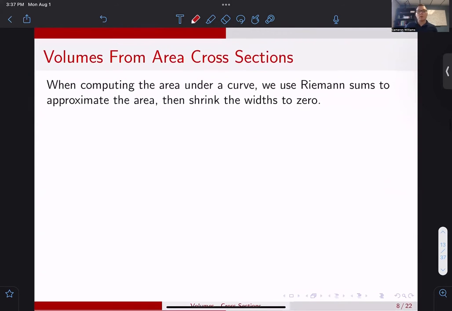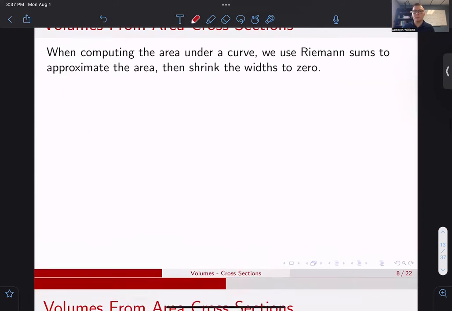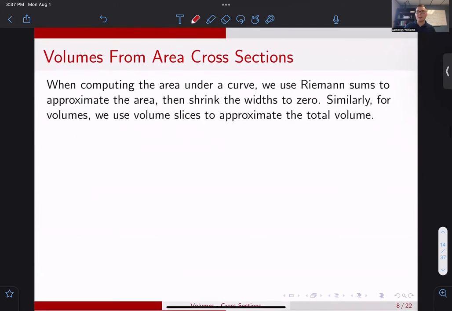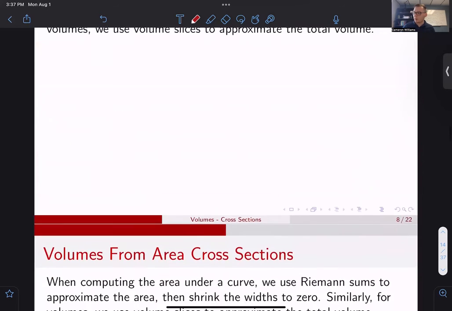All right. So when computing the area under a curve, we used Riemann sums, and particularly Riemann rectangles, to approximate the area. Then we shrunk the widths to 0. In other words, we split up our interval more and more and more. We added more and more rectangles. That meant the widths went to 0. We're going to do something fairly similar here, except instead of using Riemann rectangles, we're going to use Riemann slices, volume slices, to approximate the total true volume.